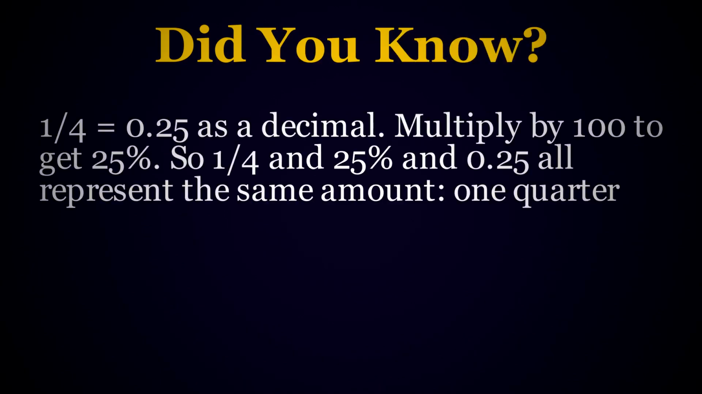Surprising trivia: 1/4 equals 0.25 as a decimal. Multiply by 100 to get 25%. So 1/4 and 25% and 0.25 all represent the same amount, 1/4.